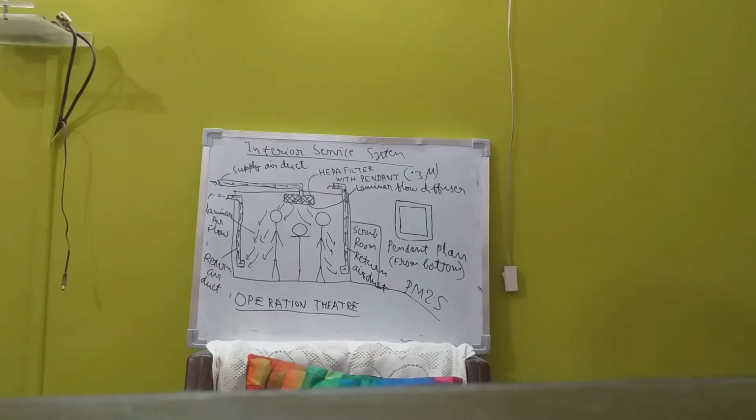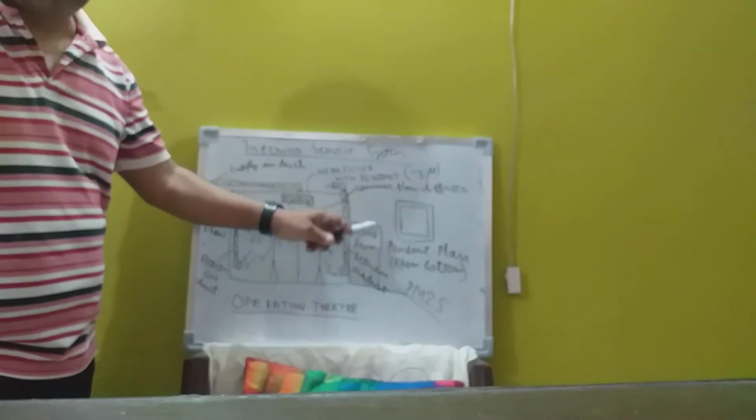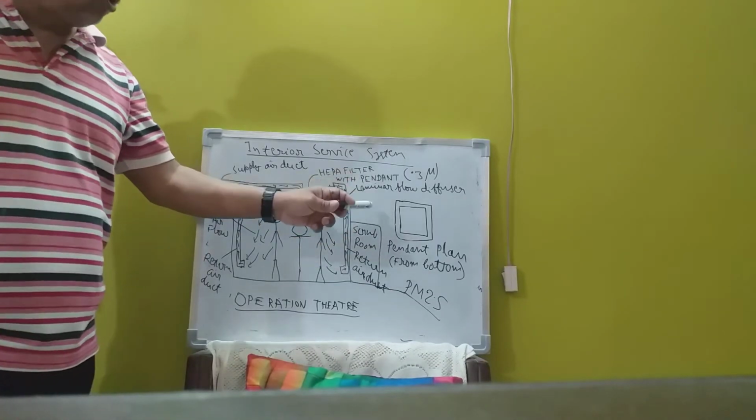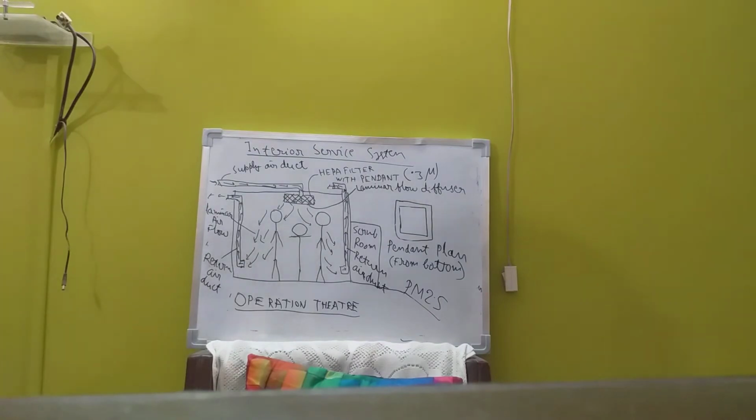Why is it exhausting air? Because of bad smells, bacteria, virus, all these things are there. So this is taken out by the exhaust through the corridor and thrown outside. After treating the air, you cannot throw air full of bacteria and virus directly outside. You have to treat it.